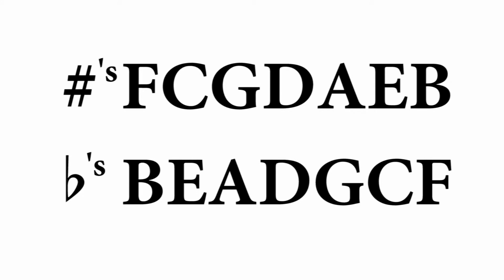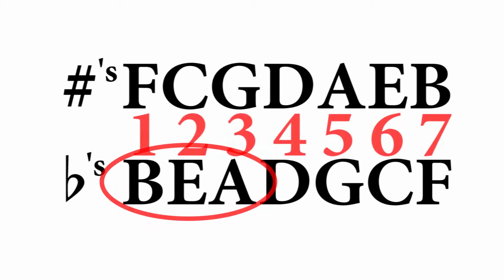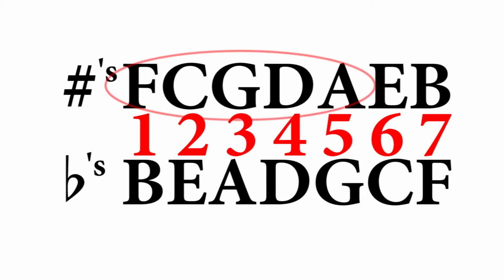The flats and sharps will always appear in this order. If you have a key with three flats, the flats in that key must be B flat, E flat, and A flat. Likewise, if you have a key with five sharps, the five sharps will always appear in order as F sharp, C sharp, G sharp, D sharp, and A sharp.